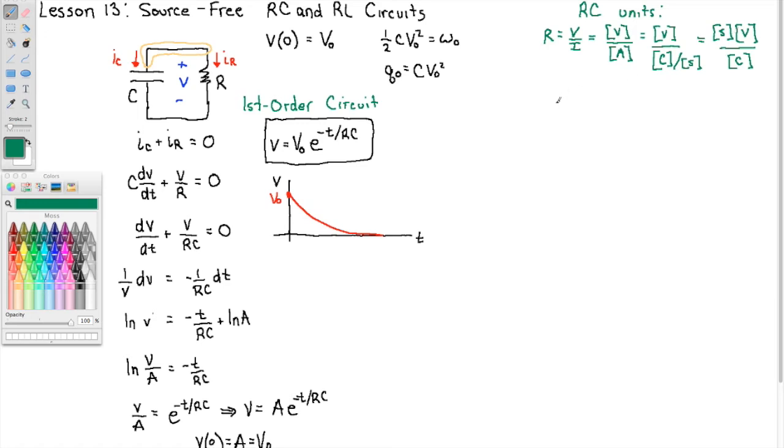Now, C, capacitance, well, we know this equation here. So C, if I solve for C, that is a charge, which is coulombs, divided by a volt. Excuse me, no, this is not correct. CV, there should be no squared there. Change your notes. This should not be a square. This is just C times V. So the units of C is a coulomb divided by a volt.